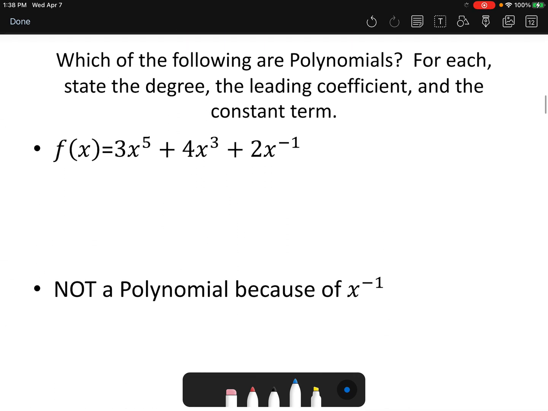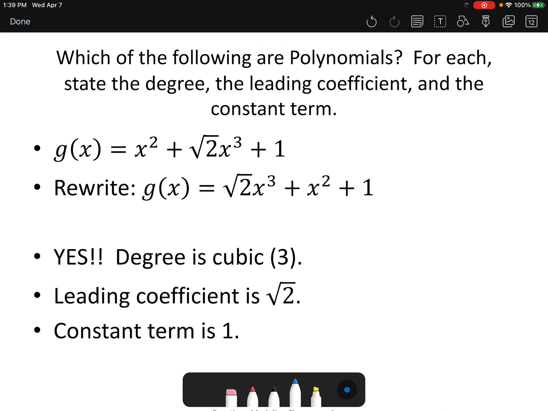Okay, so you got to have your calculator handy because it will help. Which of the following are polynomials? For each, state the degree, the leading coefficient, and the constant term. Well, this one in particular is not a polynomial because a polynomial ends at the lowest power being 0, x to the 0. So this is not a polynomial because we have that x to the negative 1.